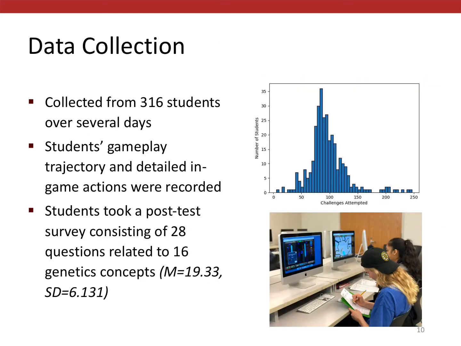Our dataset is comprised of pretest survey, gameplay interaction trace data, and post-test survey data from 316 students, which was collected over the course of several days. The post-test survey was comprised of 28 questions corresponding to 16 distinct genetics concepts. The first figure is a histogram showing the distribution of the number of challenges completed by the students, with most students completing around 80 challenges, with a range of 5 to 248 challenges each.